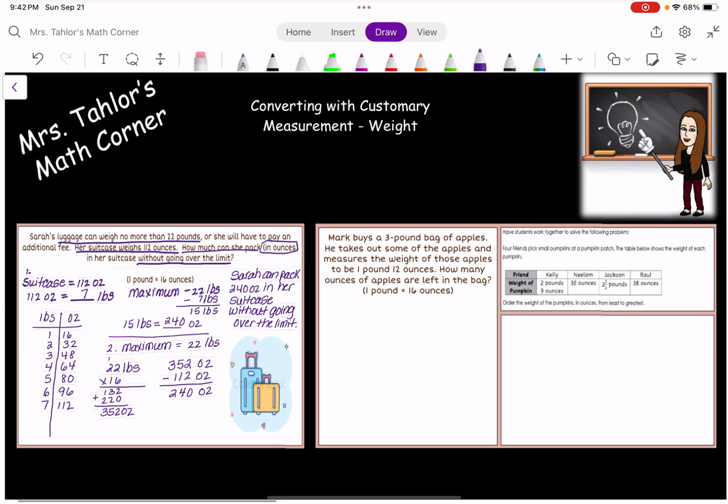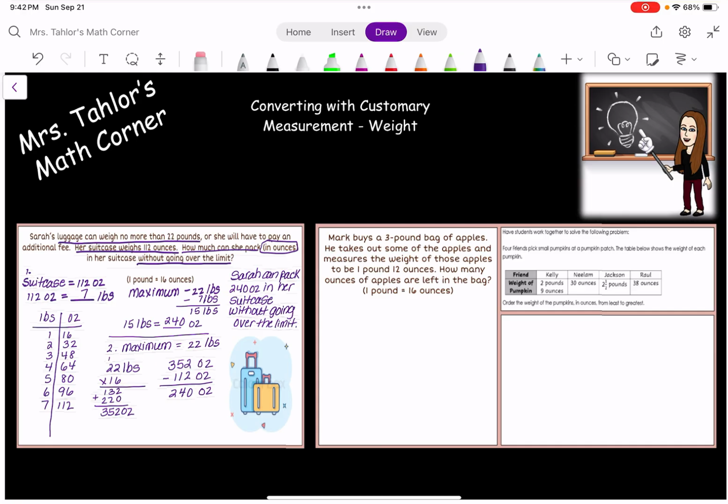The next question is Mark buys a 3-pound bag of apples. He takes out some of the apples and measures the weight of those apples to be 1 pound 12 ounces. How many ounces of apples are left in the bag? 1 pound is equal to 16 ounces.